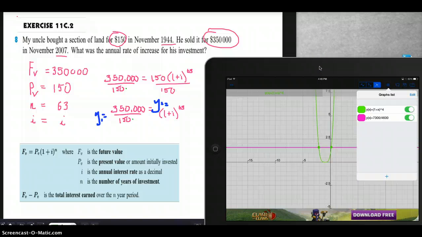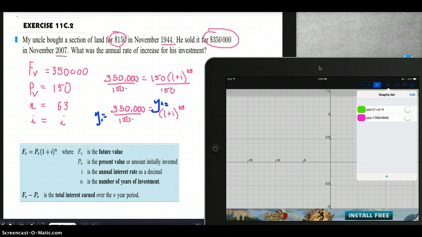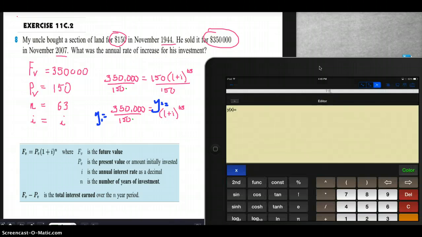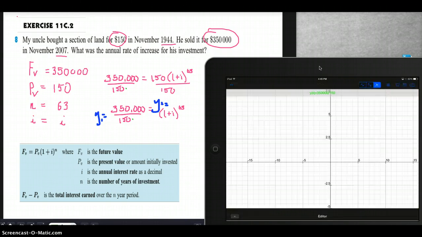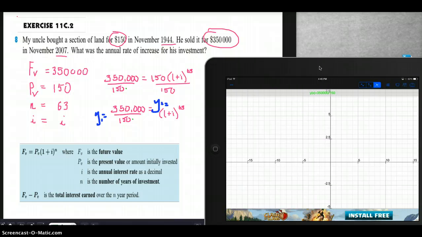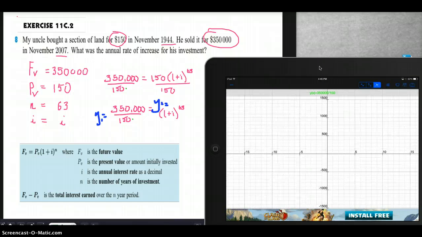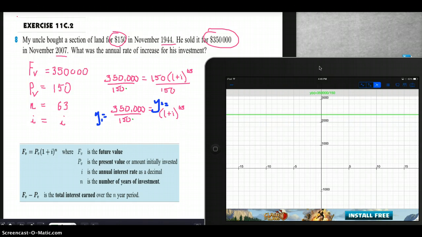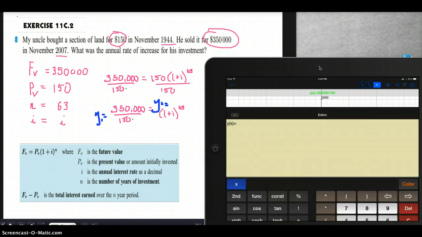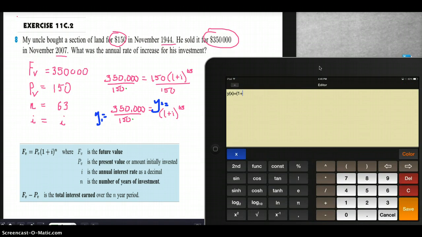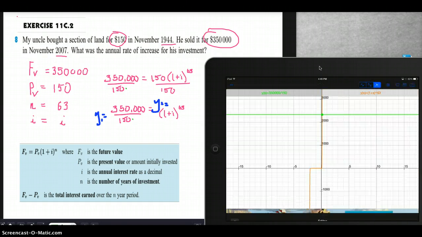So if you remember how we hide the ones from before is just do that. And we're going to add some new ones. So y of x equals, let's put in 350,000, divided by 150. Where is it? Ah, there it is. Okay, good. You got to be able to see it, right? Let's add our other one. And it doesn't matter which side you put in first, right? Okay. Parenthesis 1 plus, I'm using x for my I, and power of, yes, it's a big number, 63.